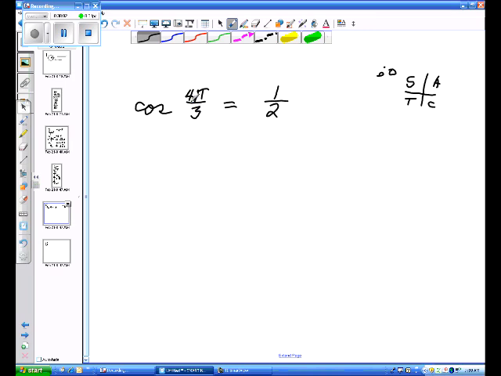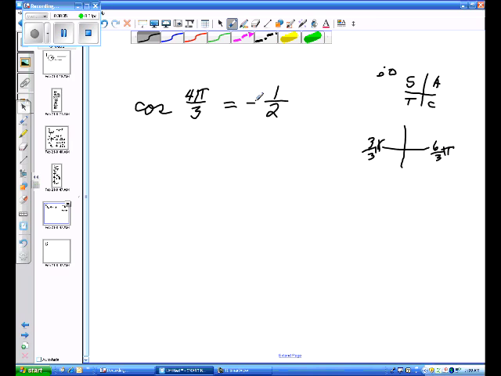4 is bigger than 3, so we're past 1. So we're past 3/3, but we're not to 6/3. This is 1 pi, this is 2 pi. So we're either in the third or the fourth quadrant. Well, 4 is closer to 3 than it is to 6, so we're in the third quadrant. In the third quadrant, cosine is negative.